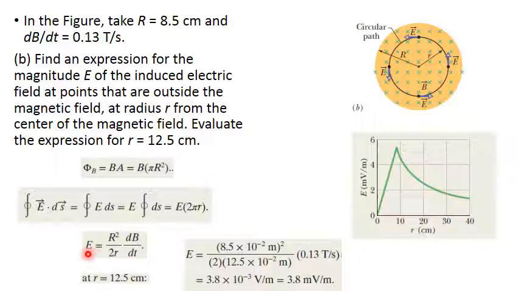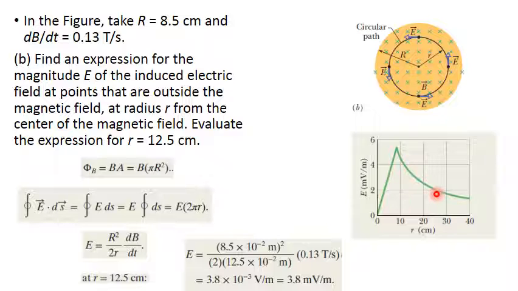So in this case, if I'm looking for the electric field outside the area of the magnetic field, I can find it is inversely proportional to the radius r outside. So if I'm going to draw the electric field, if I'm inside the region of the magnetic field, the electric field was proportional to r. If I'm going outside the region of the magnetic field, the electric field will be proportional to 1 over r.